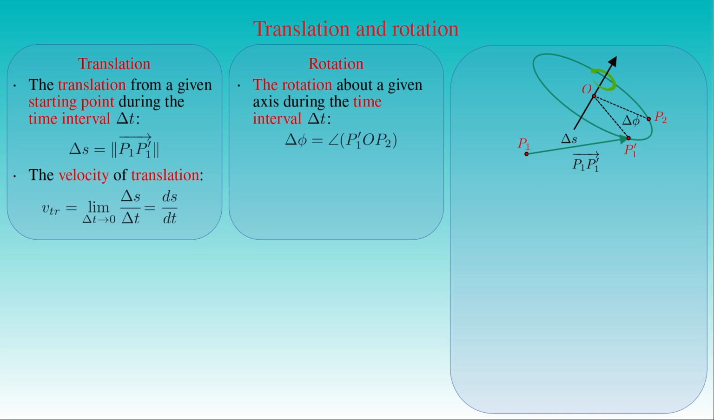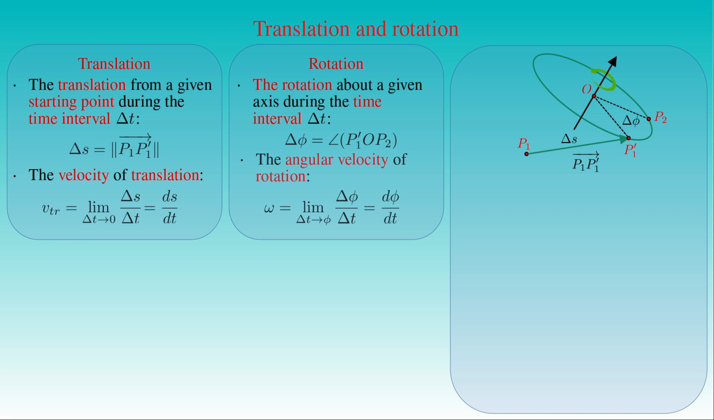For an infinitesimal rotation about an instantaneous axis of rotation, we can define the angular velocity omega of the rotation by the ratio of the angle delta phi of the rotation to the time interval delta t, as delta t tends to 0. That is, the angular velocity of the rotation is equal to the derivative of the rotation angle phi with respect to the time t.